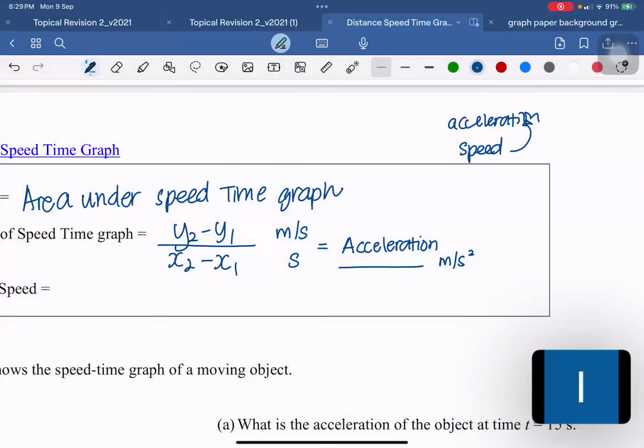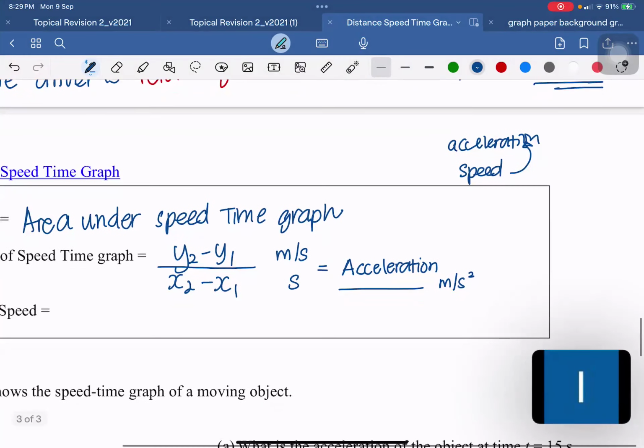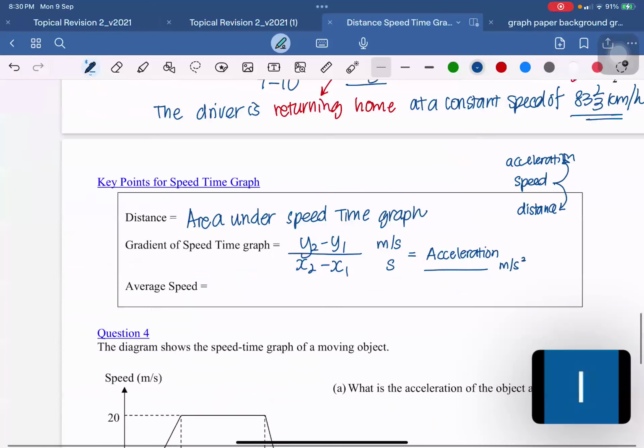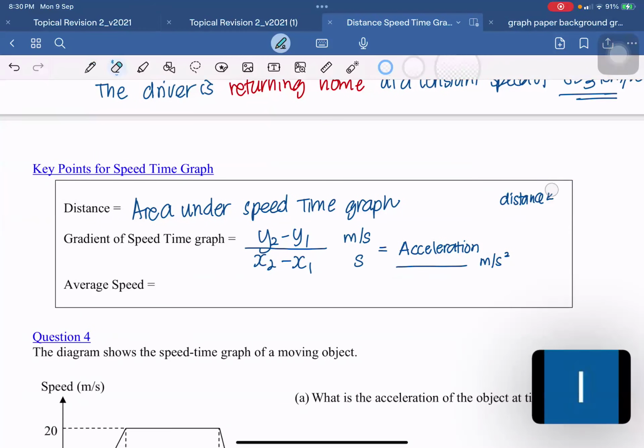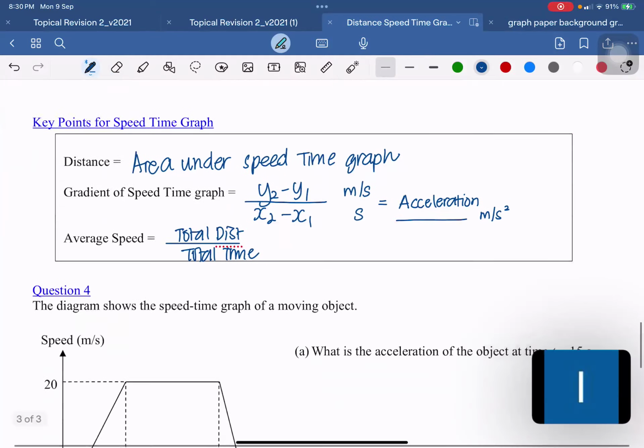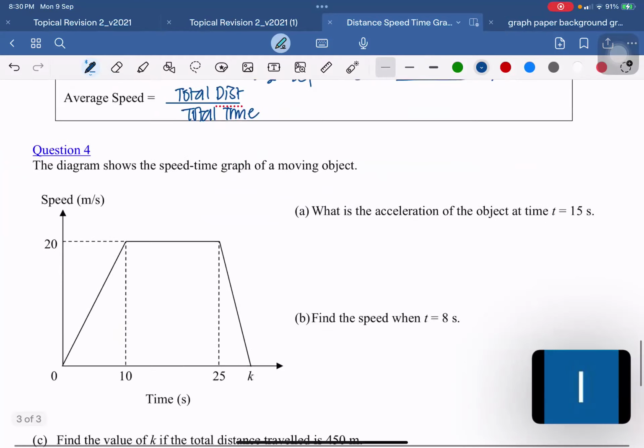So for the speed-time graph, you find the gradient, you find the acceleration. But if I want to find the distance, it's the area under the graph. One, you find the gradient, the other one, you find the area. Then how do I find speed? For average speed, I need to take the total distance divided by the total time taken. With these 3 key points, we slowly find out the answer.